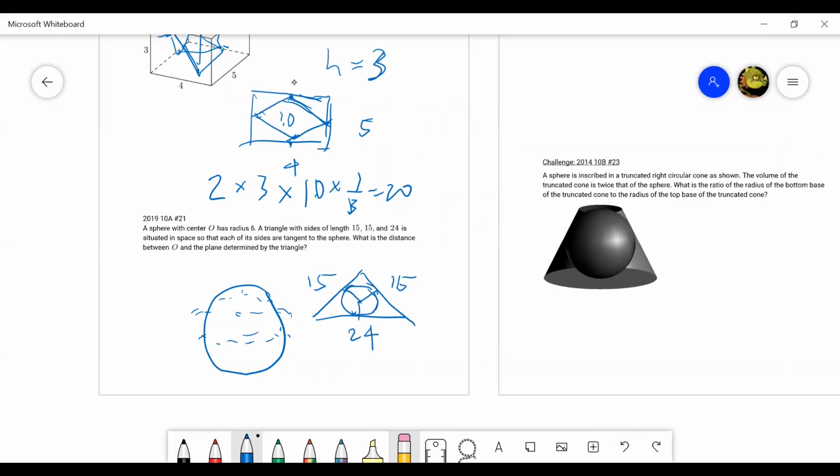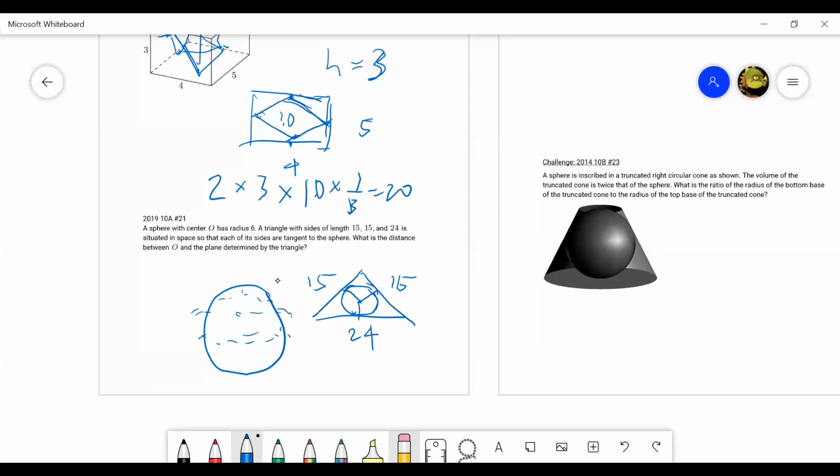This is because we're given that each side is tangent to the sphere and that the cross section of a sphere is a circle. So that means it's going to be a circle that's tangent to every single side of the triangle, which means it has to be the incircle. Right? So from here, you can figure out the radius of the incircle.